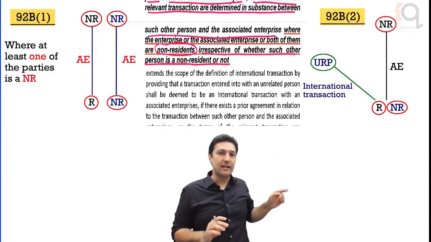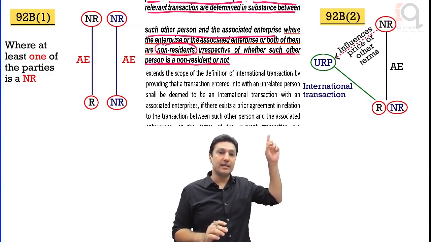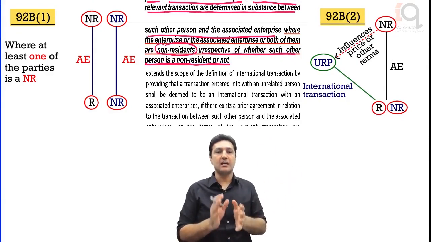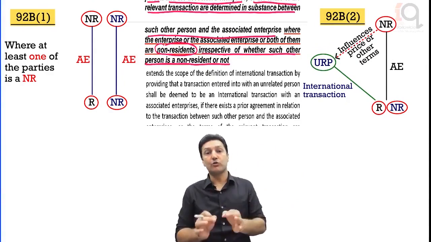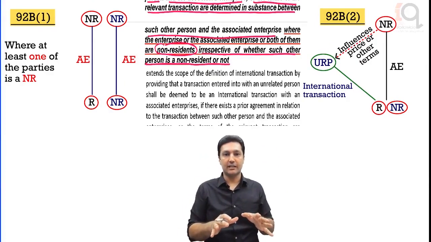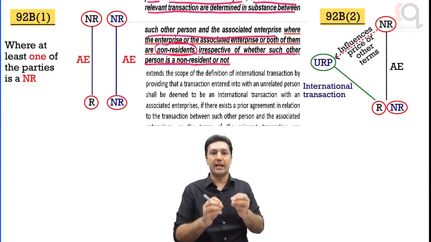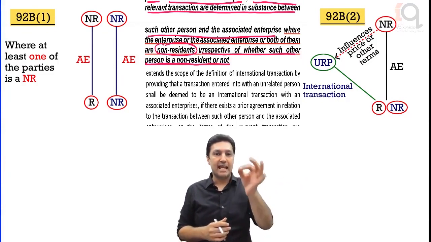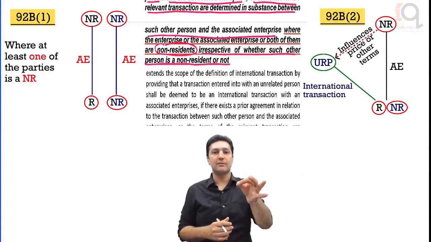But the price of that transaction is influenced by the other associated enterprise. Therefore, this transaction between unrelated parties will also be deemed to be an international transaction and be covered by the provisions of 92C, which means the price of this transaction can now be subject to arm's length price.